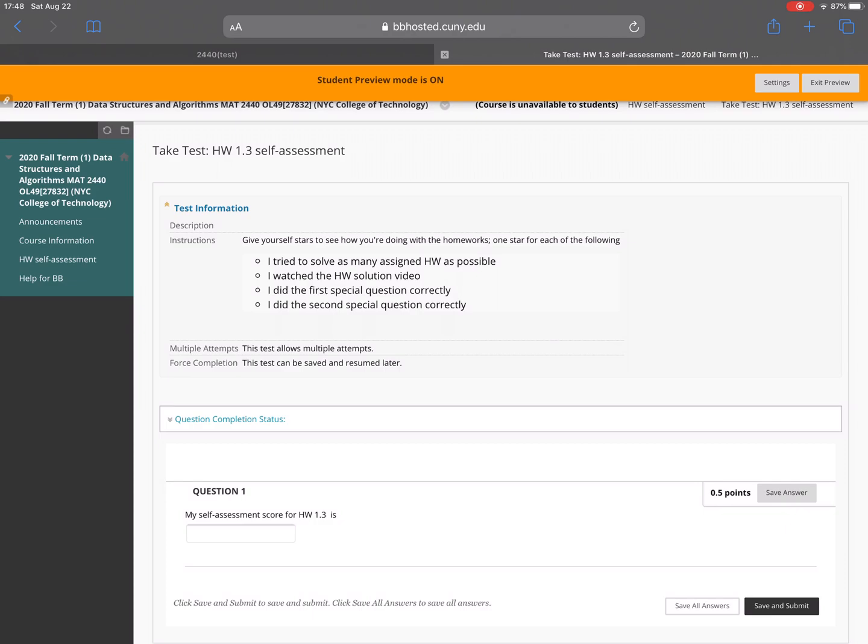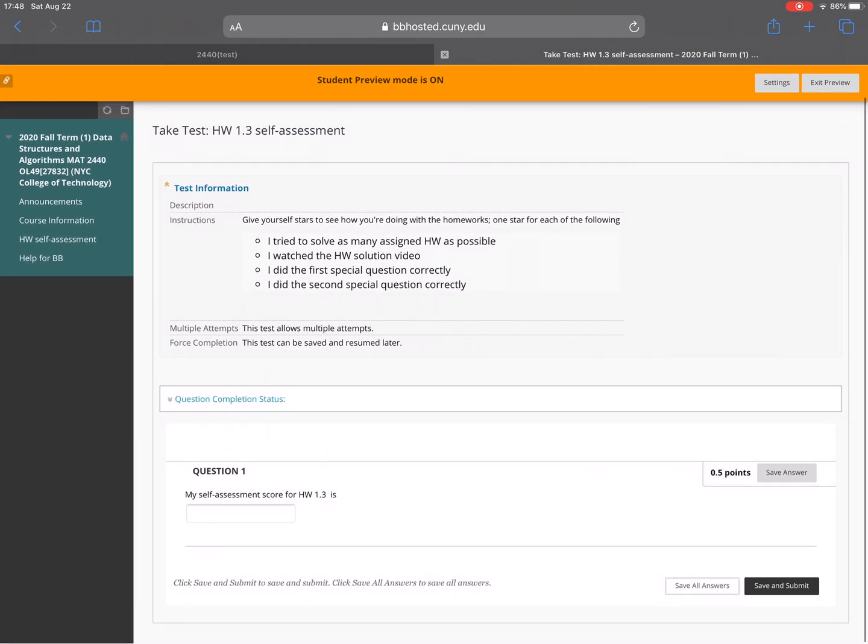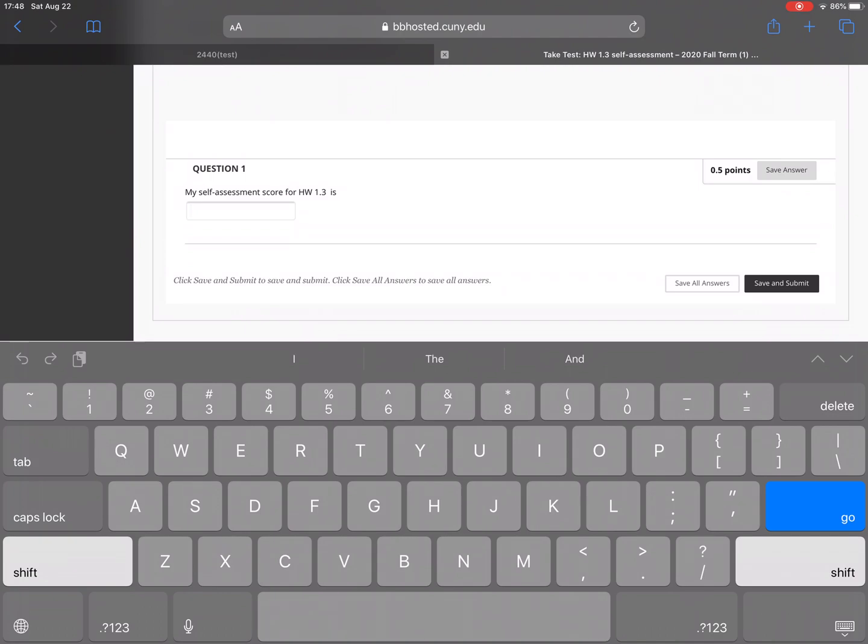Did I do the second special question correctly? No, I didn't get that at all. So what should I give myself? I'm going to give myself 3 stars. 1 star because I solved as much as possible. 1 star because I watched the homework solution. 1 star because I kind of did the first question correctly. And that's it. Now what do you do? So here my self-assessment score for homework 1.3 is 3 stars. Now, 3 stars are 3 stars.